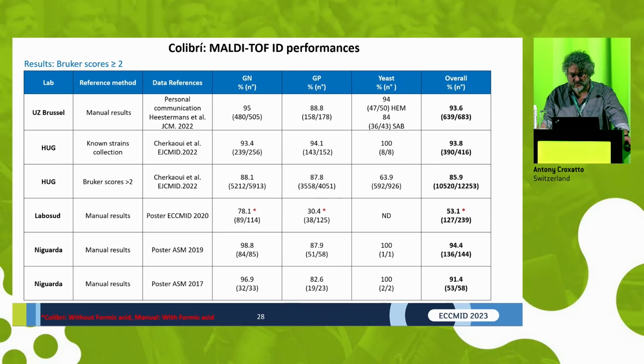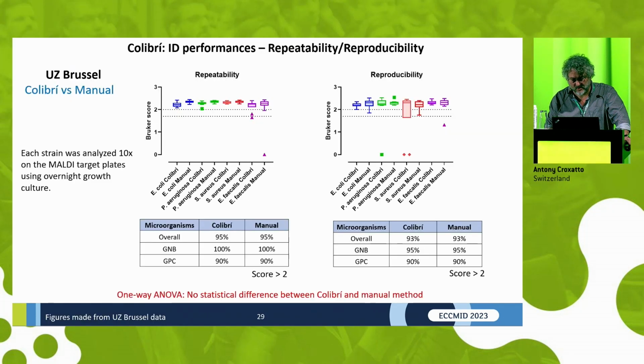Otherwise, maybe the more realistic performance for me is the one, as I mentioned, from HUG, just looking at Bruker scores above 2 in routine diagnostics, and you can see that for gram-negative and gram-positive, they almost reach a rate of 90% identification scores above 2, and around 60% for yeast. So overall, the results are pretty similar to what we can obtain when we prepare the plates manually.